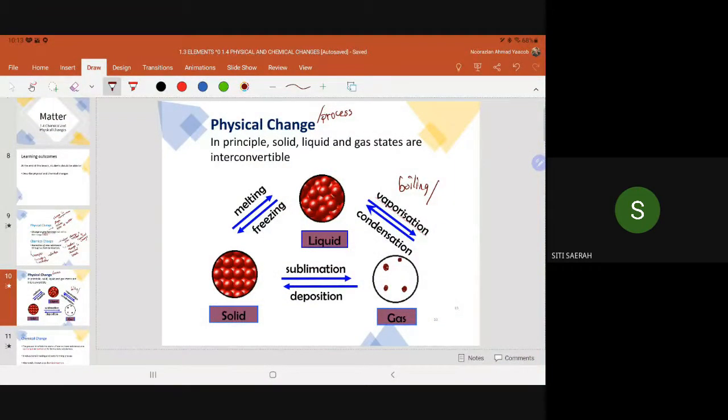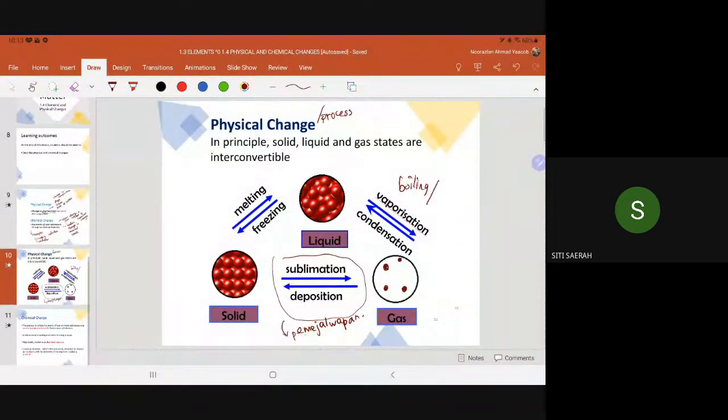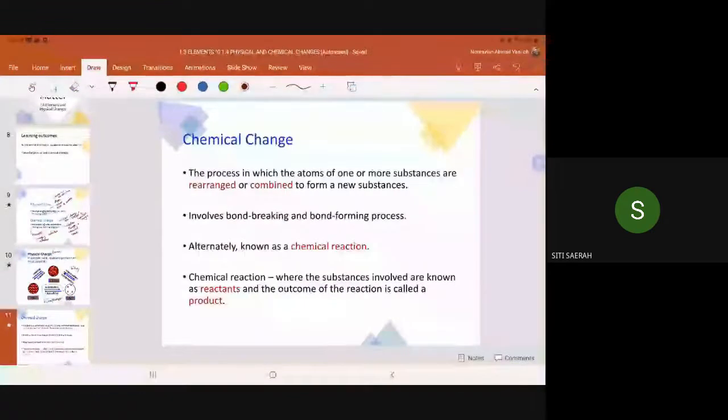Pembekuan. Okay. Sublimation ni kalau dalam bahasa Melayu, okay, sublimation dan deposition, dia panggil benda yang sama, iaitu pemejalwapan. Tapi dalam bahasa Inggeris dia ada perbezaan. Kalau solid jadi gas, we call it as sublimation. Gas to become solid, we call it as deposition. Okay. So this is something new for you lah. Okay. So let's have a look at the chemical change pula.